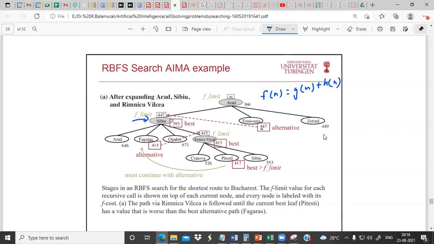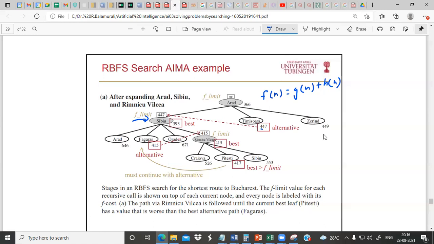Okay, now we expand CBU. When you expand CBU, these are the possibilities: Arad, Fagaras, Oradea, and Rimnicu Vilcea. Now for everything, we are calculating the F score. We already did this several times, so I don't want to repeat it. It is again g(n) plus h(n). g(n) is the cost from CBU to Arad, plus h(n), the heuristic cost of reaching Bucharest from Arad. Similarly, we are calculating f(n) for Fagaras, Oradea, and Rimnicu Vilcea.